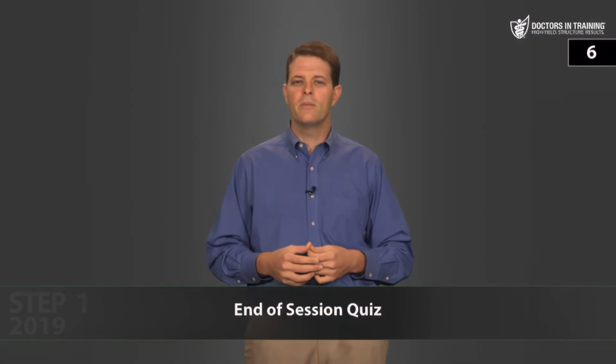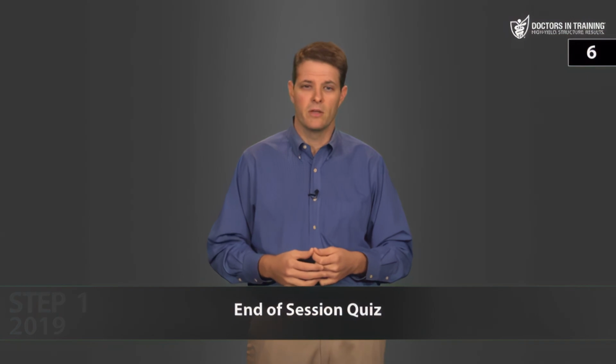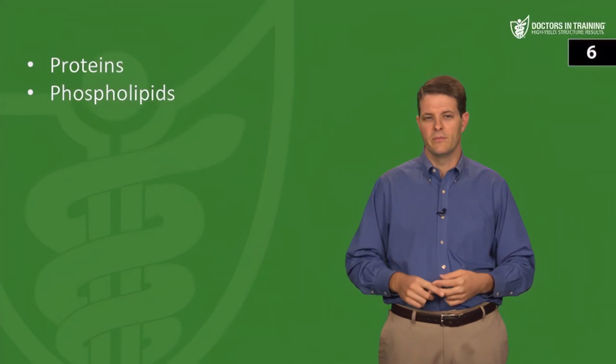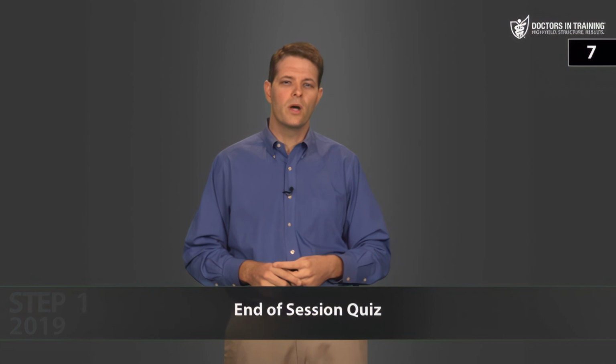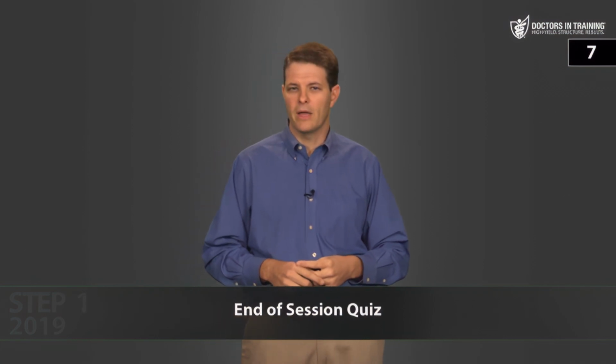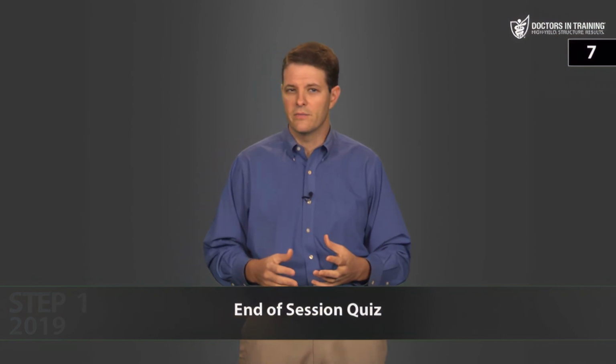Next, what are the two most abundant substances in the plasma membranes? Well, it's proteins and phospholipids. And the last question, what drugs act on the arachidonic acid product pathway? And what enzymes do they affect?